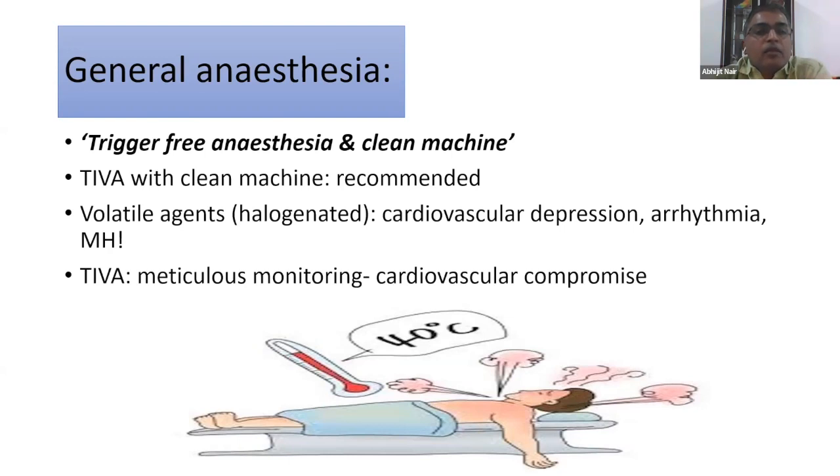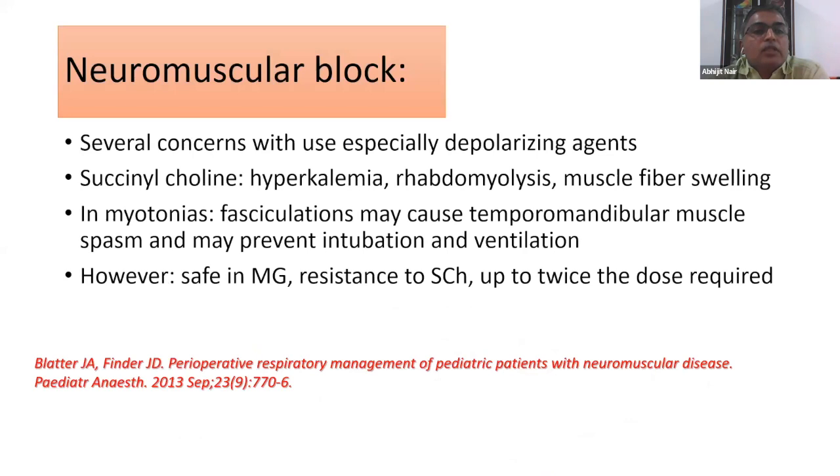Another problem of volatile anesthetics, other than causing malignant hyperthermia, is that they could cause cardiovascular depression, arrhythmias, and such kinds of hemodynamic problems. Therefore, total intravenous anesthesia using propofol, dexmedetomidine or short-acting opioids is advisable in such patients. But even TIVA has to be meticulously monitored, because cardiovascular compromise could be imminent in certain kinds of patients.